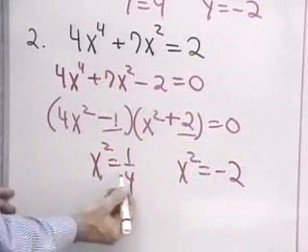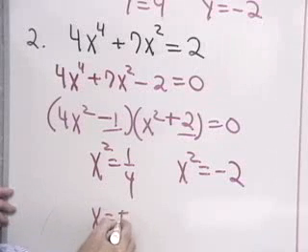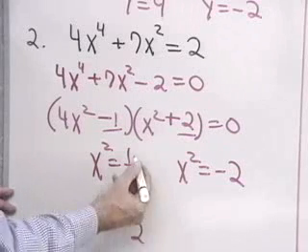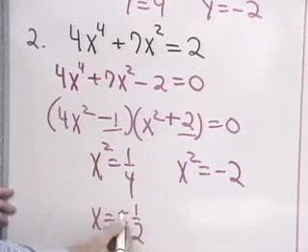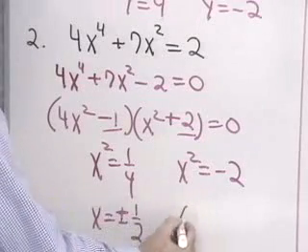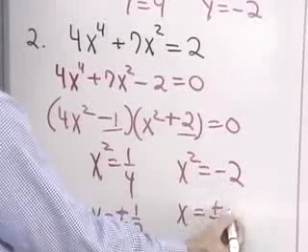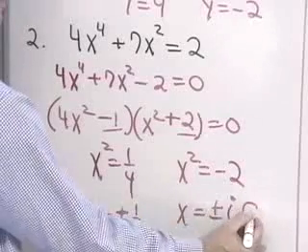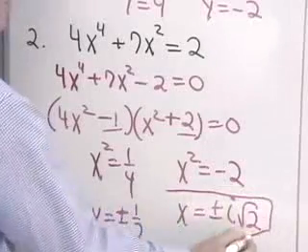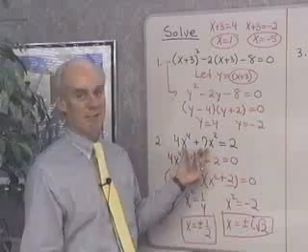Now I need to solve this equation. I'll take the square root of both sides. X will be equal to plus or minus 1/2. When I take the square root of 1/4, I get 1/2. So either the positive or negative square root. Over here, x will be equal to plus or minus the square root of negative 2, which is plus or minus i square root 2. So I get four solutions to this equation, and it's an equation that's quadratic in form.